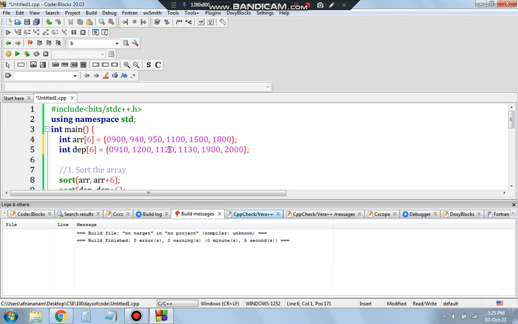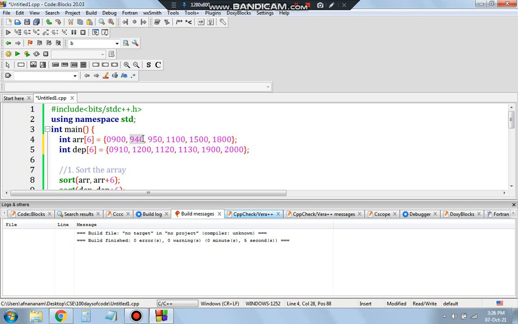What we have to find out is, suppose that this train came and left at 9:10. So there was one platform in which the train came. It came at 9 o'clock and left at 9:10. So there was no issue for the next train to come in the same platform, right? Because this train has already left, the platform is empty.